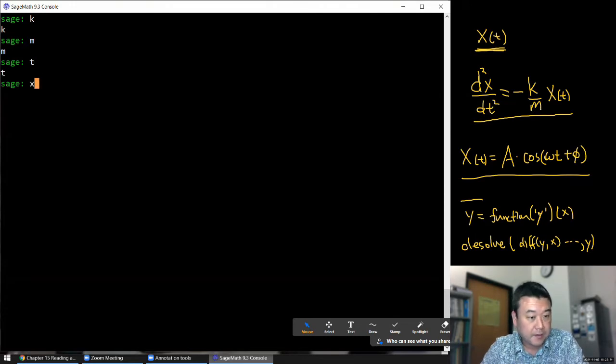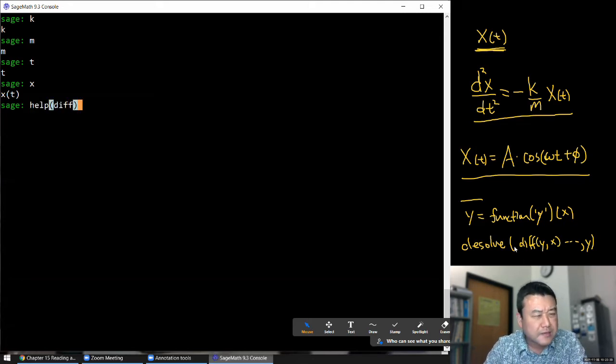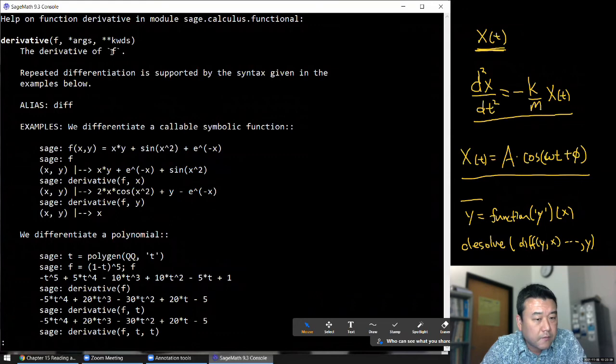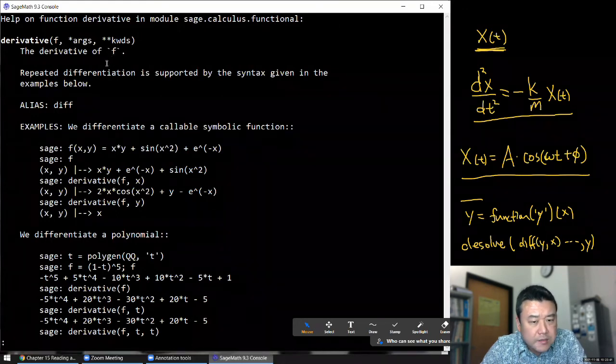And I have t and then x. Okay, so the differential equation I would need is basically this equation here. So the function diff is basically what I need, but I don't know the syntax for the diff function. So I'm just gonna say help diff. What is it? The derivative of f. Okay. I want a second order.